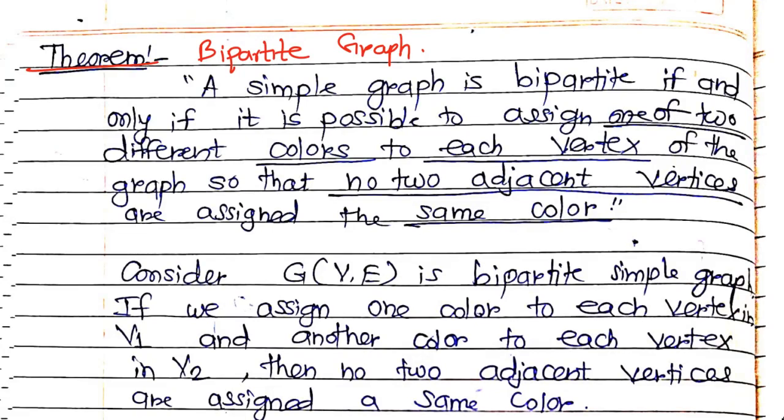Hello students, in this video we are going to study one theorem related to the bipartite graph. A simple graph is a bipartite graph if and only if it is possible to assign one of two different colors to each vertex of the graph so that no two adjacent vertices have the same color.